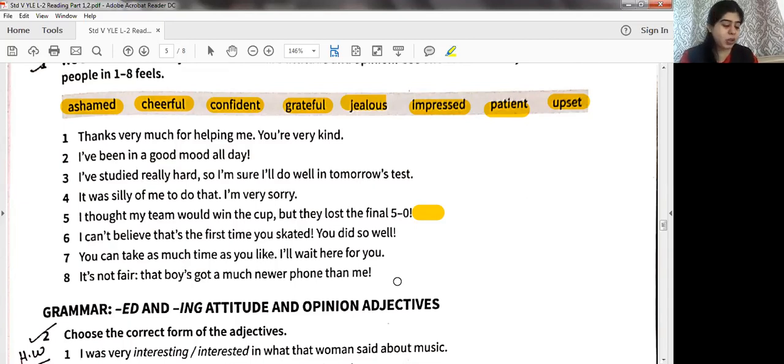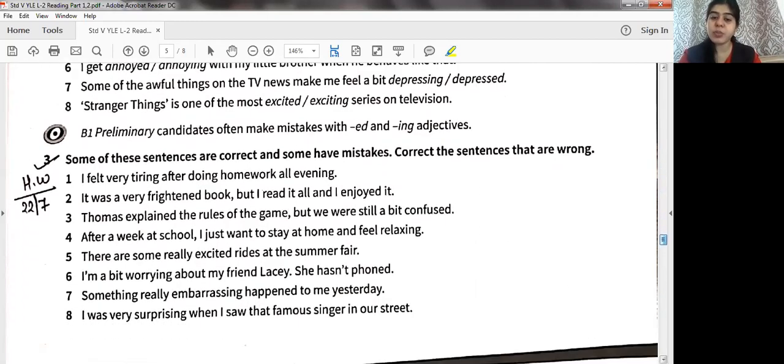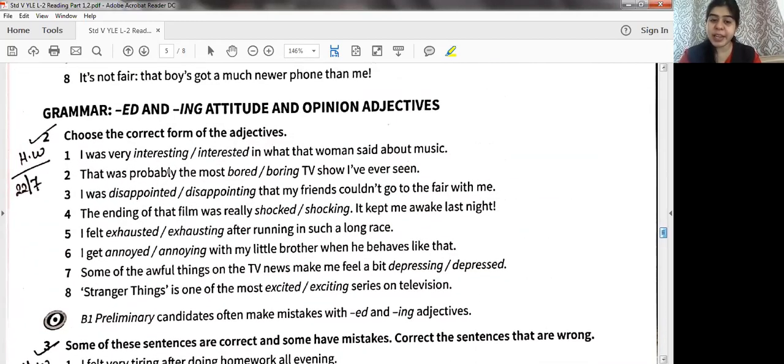Okay. I hope that you all have done till here, students. Yes. So your question number 2 and your question number 3 of this unit of this reading part are going to be your homework. So let me just explain to you, students, what you are going to do. Now you have to choose the correct form of the adjectives. You can see, students, here are some sentences with options. Now what you have to do is choose the appropriate one from the two options given, and when you're choosing it, it should sound grammatically correct in the sentence.